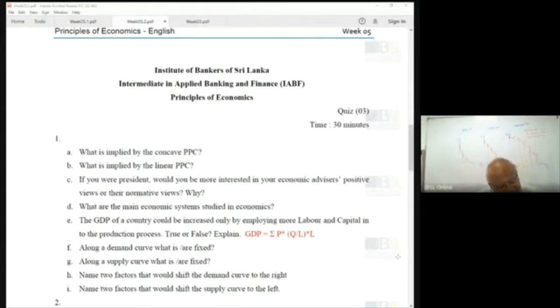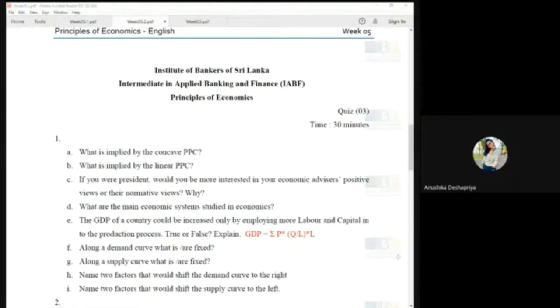Okay, good. Why is that? It is false. Why is that? When you employ more and more factors of production, GDP increases, no? Is there any other way to increase GDP? That is my question. Your answer is correct. There is another way. How do you increase the output?